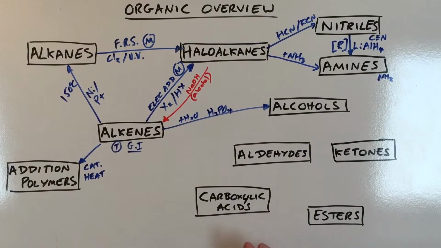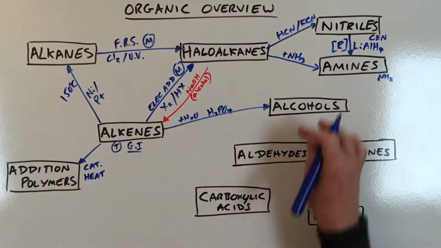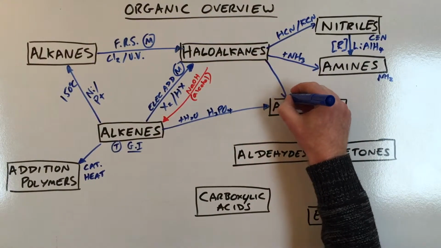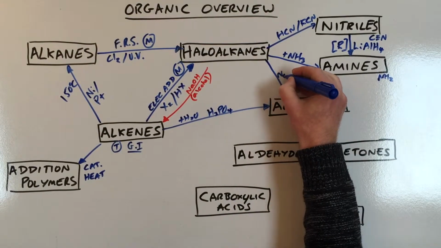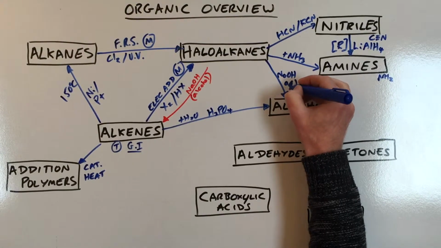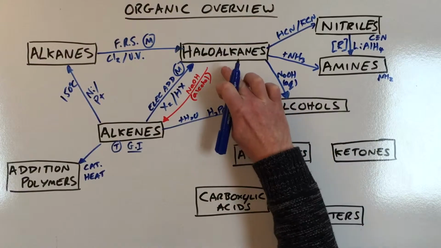Right, onwards and upwards. We still need to link the alcohols and everything to this. Okay, so this is a little section all on its own. I'm going to go from haloalkane to an alcohol. Now, a haloalkane to an alcohol, that's NaOH again. But this time it's aqueous. That's the difference here.